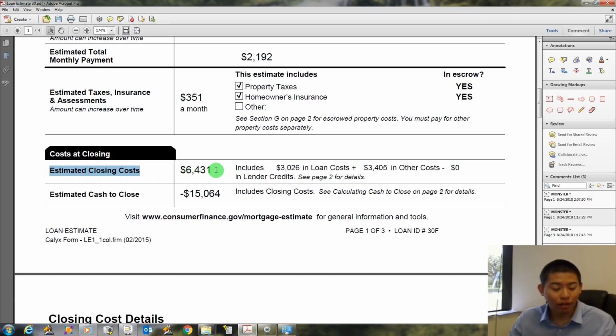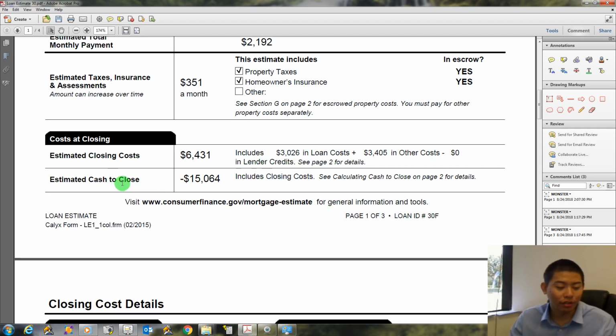And then this tells you your estimated closing costs. That's how much the closing costs would be with the lender and the loan officer. It would be $6,431, which includes $3,026 in loan costs, plus $3,405 in other costs, which we'll go over on page 2, and whatever lender credit you have, whatever the lender is giving you. And the estimated cash to close is usually relevant when you're cashing out. You're doing a cash-out refinance. It's telling you it's a negative $15,000. That's what you're getting back, $15,000.